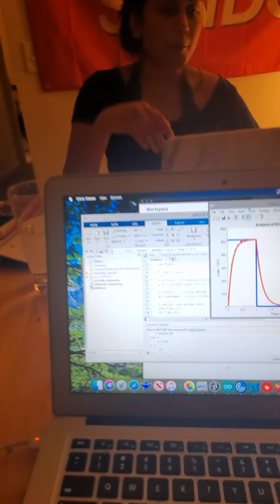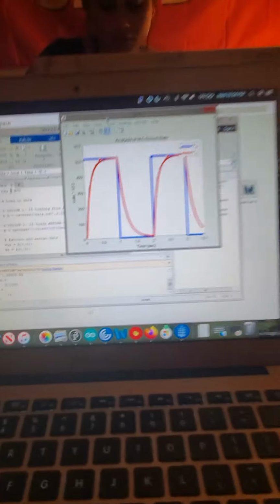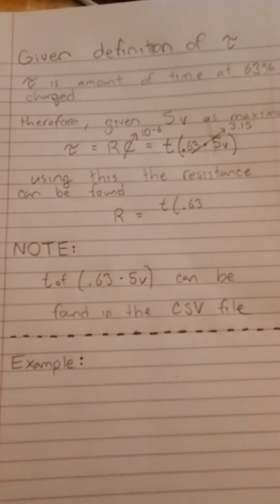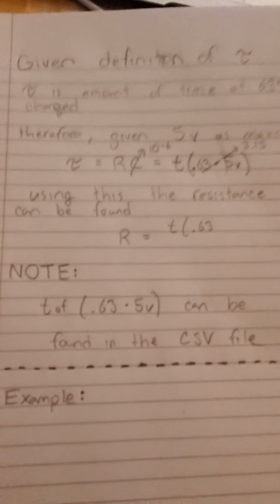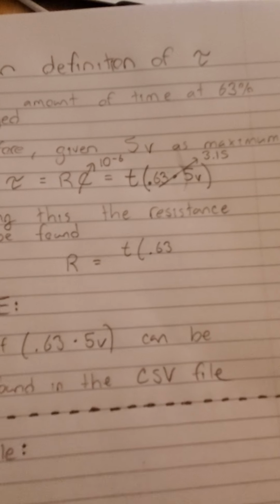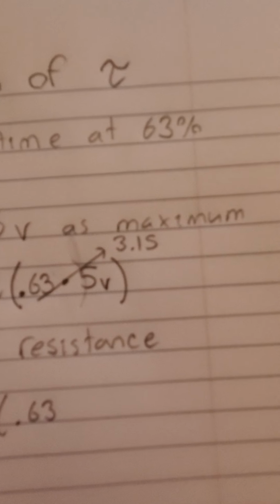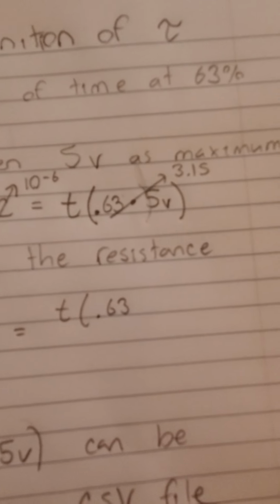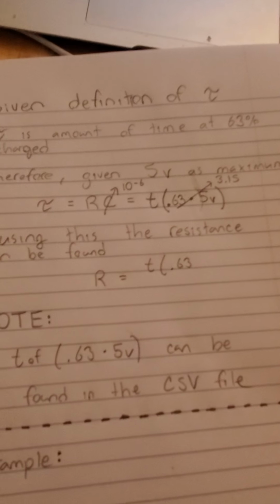Now, if we wanted to sense the time constant, I'm running out of time here, so bear with me. Okay. Here, I've written out the steps. Tau is the amount of time at 63% charge. Therefore, given 5 volts is the maximum, we can set up this equation here, where tau, of course, equals RC, the definition, where C in this case is always 10 to the negative 6. Then using the CSV file, we can look into it and find 3.15 as the voltage. Take the time that corresponds to that, and that will be the time constant. Now, this immediately gives us the time constant.